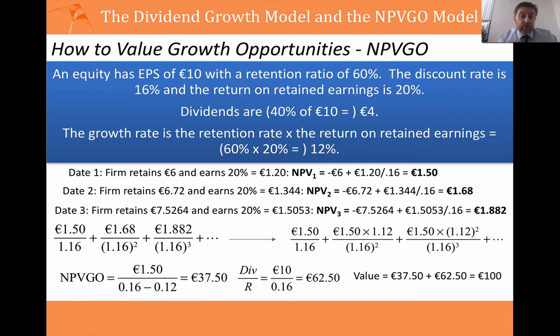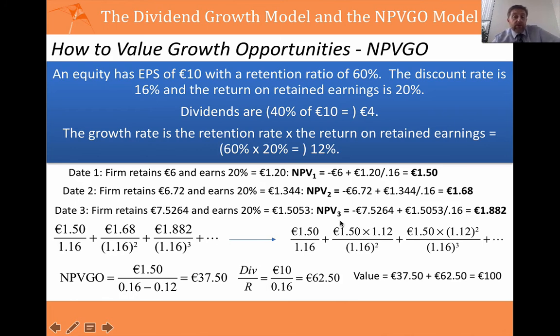And we're going to do that again for date 3, just so I can take you through it in detail. So the earnings per share grows at 12%. The retention rate is 60%, so that stays the same. So that means the retained earnings grows by 12%, which means that 6.72 multiplied by 1.12 becomes 7.5264. Now we're going to earn 20% on that. That means that you're getting €1.50 every year forever, because remember, it's a perpetuity.